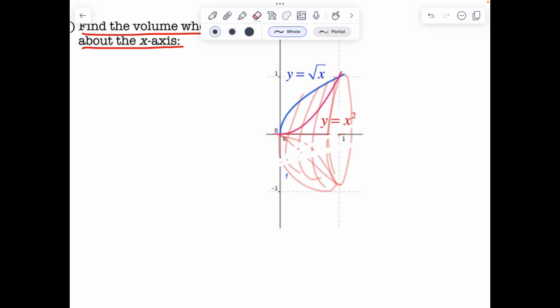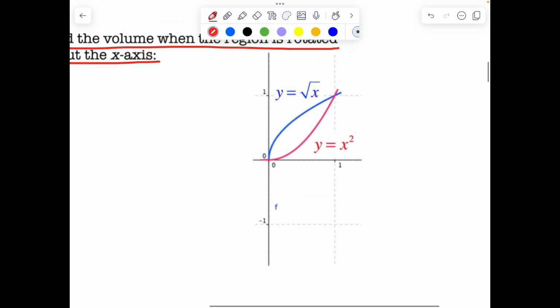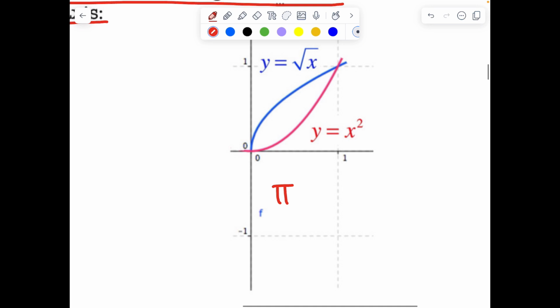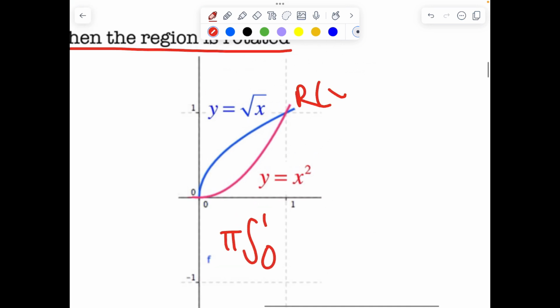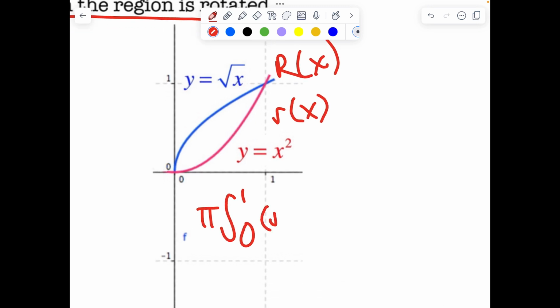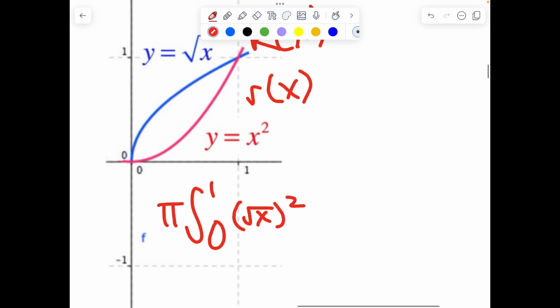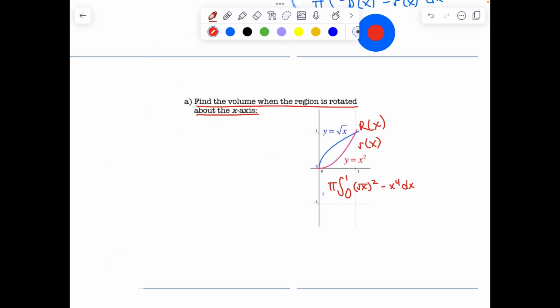And if we just do our skeleton pattern that we learned before, it's going to be pi times the integral from 0 to 1. Remember, this is going to be r of x, and this is lowercase r of x. So it's going to be root x, squared. That's just going to simplify to x minus x to the fourth dx.